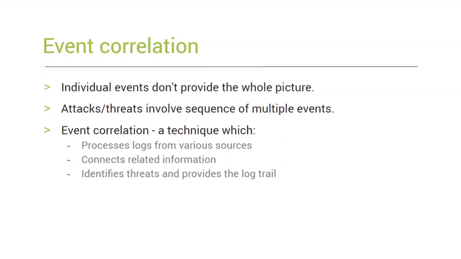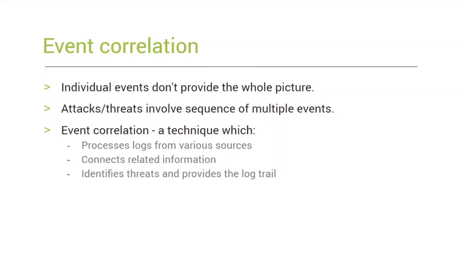Basically, very often, individual events are never enough to provide the whole picture. So let's take an example. Let's say a user fails to log on to Windows. Okay, there's nothing too suspicious about that. Failed logons happen all the time. But what if that very same user fails to log on multiple times in succession and then suddenly manages a successful logon? So this is what we call a brute force attack.